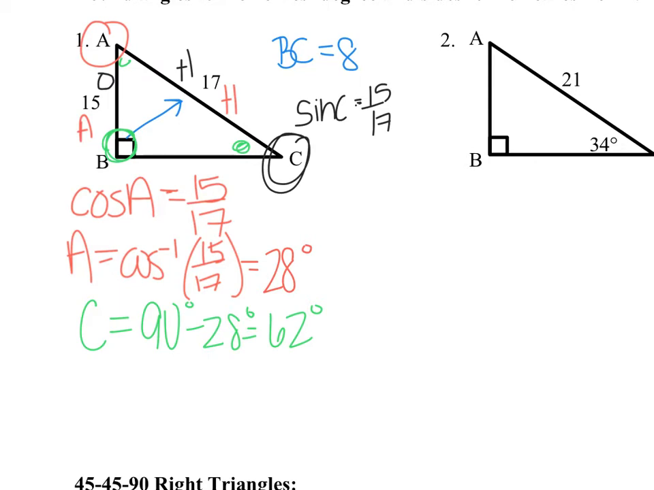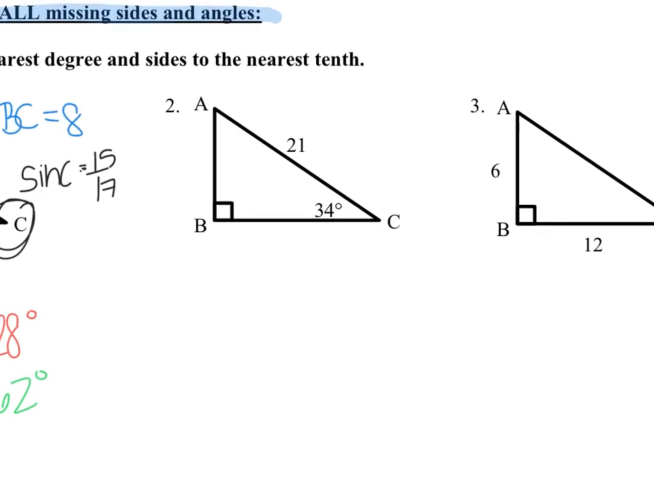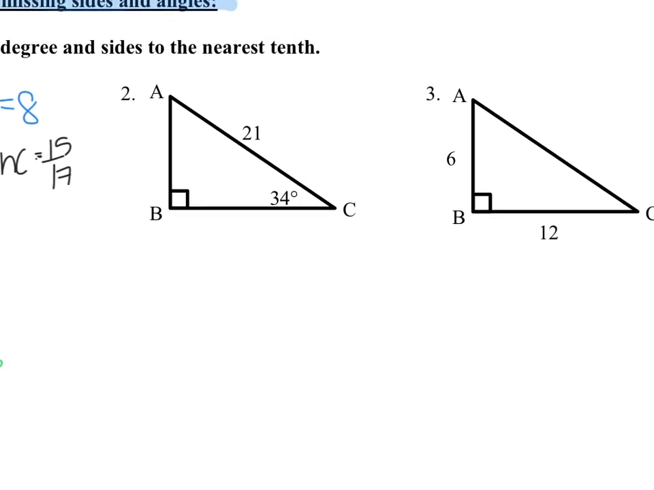All right, let's move on to the next one. Okay, so looking at this one, we have one side and 2 angles. So when you have 2 angles, finding the missing angle is going to be the first step, because that's going to be the fastest step. So angle A is 90 minus 34, which gives me 56 degrees.